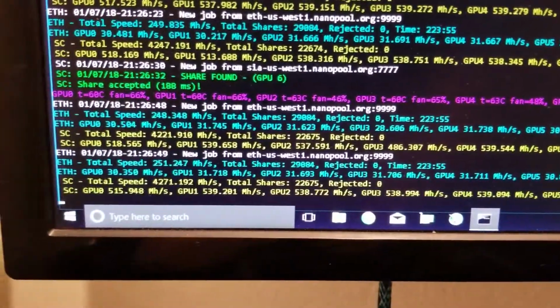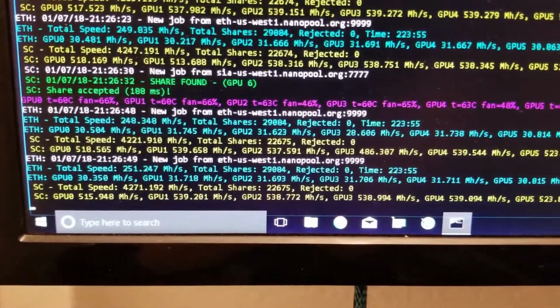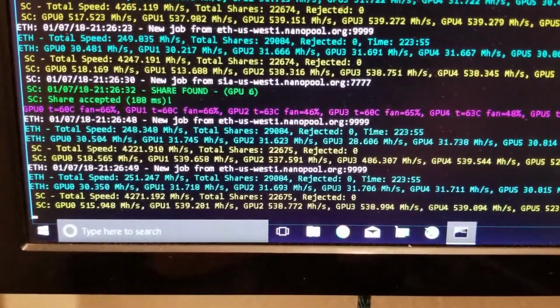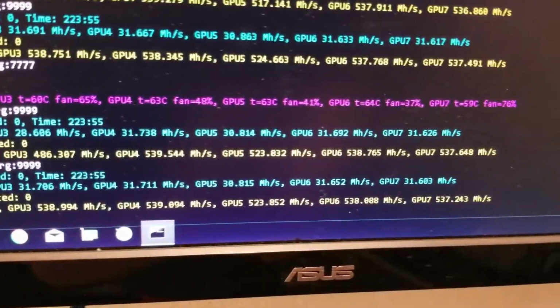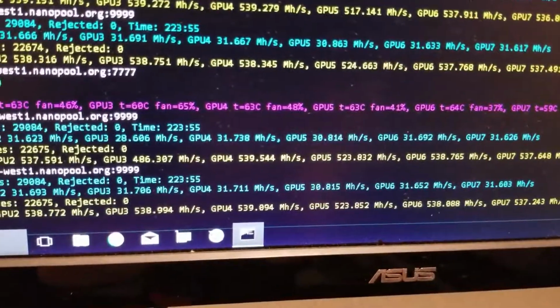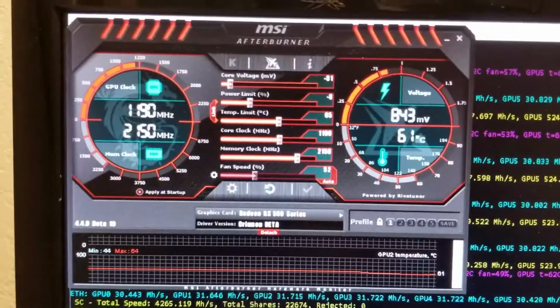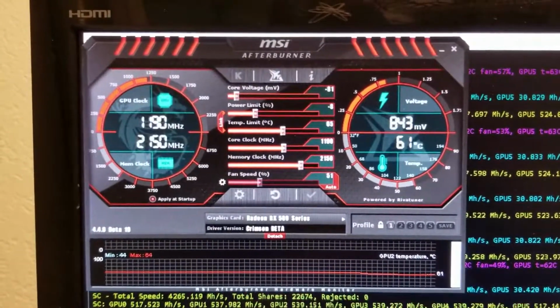GPU 0 has always been just no good. It just hashes slower. I can't run it at 2250 on the clocks, but everything else is 31.5 or higher. GPU 5 runs a little bit lower as well. Some of them just can't hack the 2250. On GPU 0, it's just running at 2150, but I'm running negative 81.